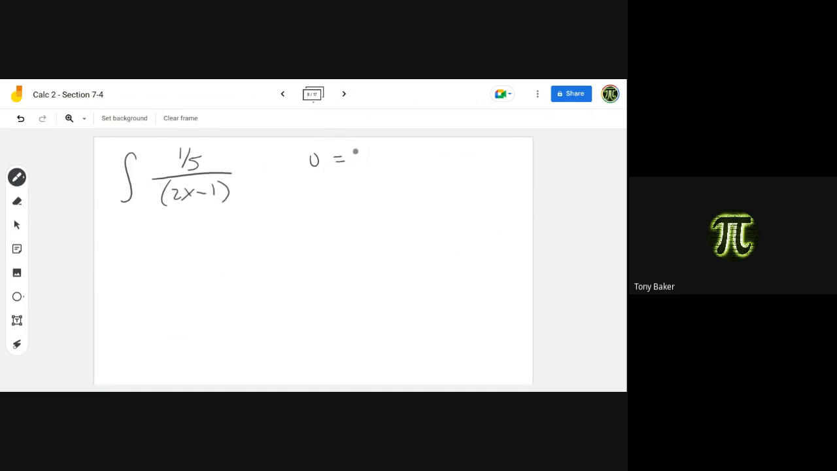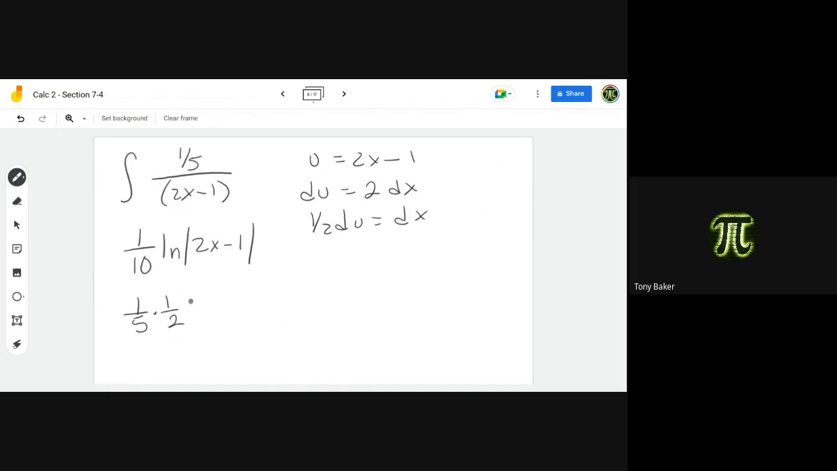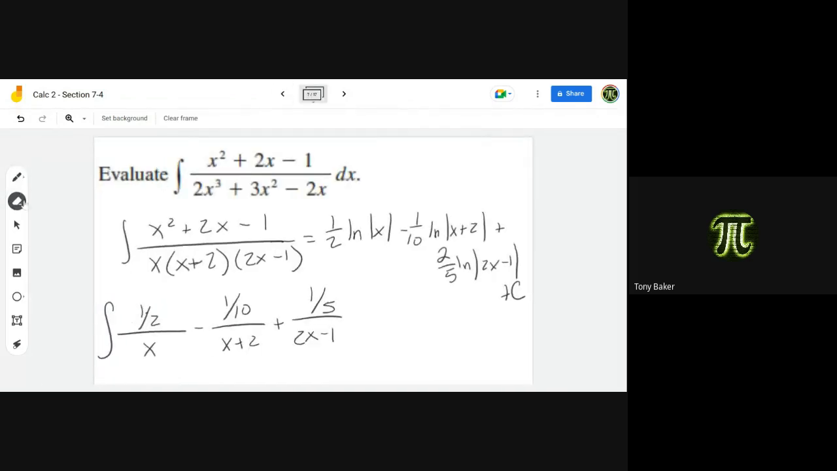All right, so I'm going to make u 2x minus 1. So du is 2 dx, so 1/2 du equals dx. So it's 1/10, one-tenth, because it would be 1/5 times 1/2. It's because there's a 2 right there. Yeah, that's what I thought. So I have to do 1/10. Okay, it's that simple.